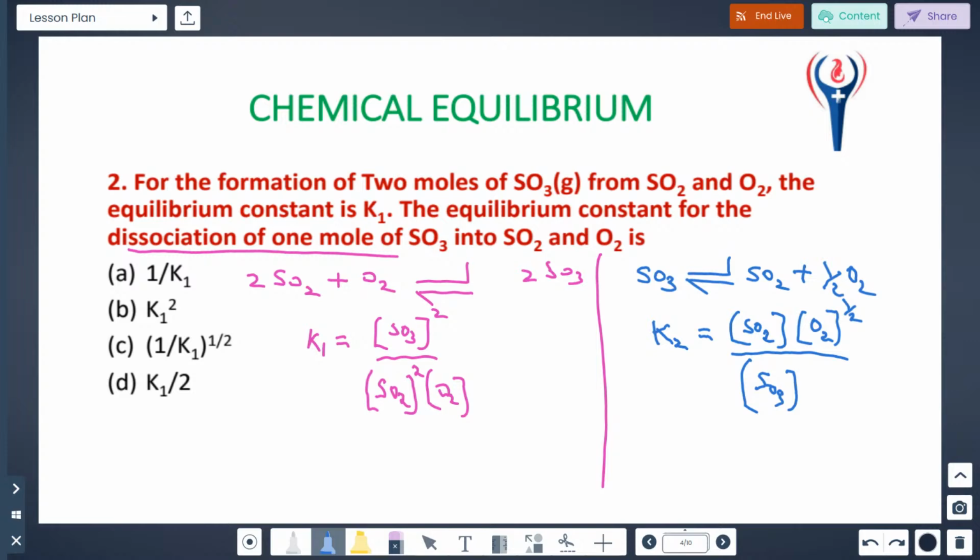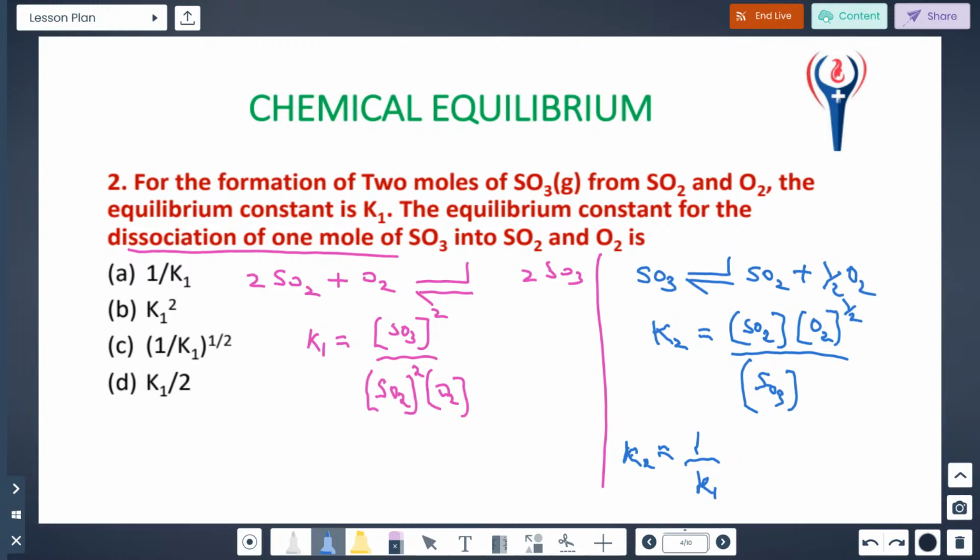So K2 is, see, in K1 SO3 is in the numerator, but in K2 SO3 is in the denominator. Anyhow we can say K2 is equal to 1 by, that will be reversed, no? SO3 in numerator, SO3 in denominator. Anyhow it will be what? K2 is equal to 1 by K1. Understood?